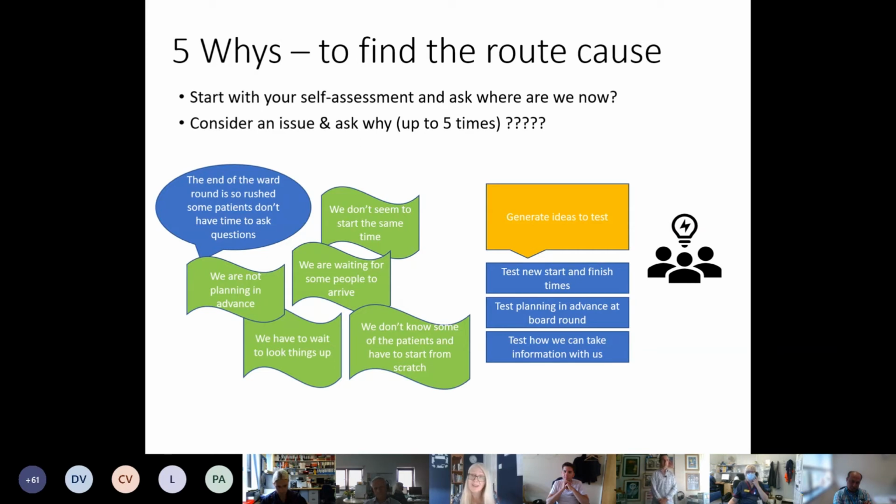Once you've done that sort of exercise, and that can be on post-its or flip charts or however you want to do it, you can generate some ideas to test, and Nick will talk a little bit more about testing ideas later. You can test new start and finish times. You could test planning in advance of board round, and you could test how we can take information with us. It just starts to formulate your ideas in a more collaborative way. Thanks, Nick.